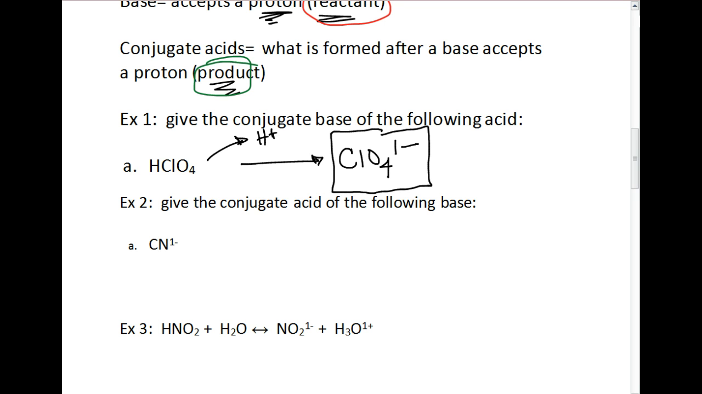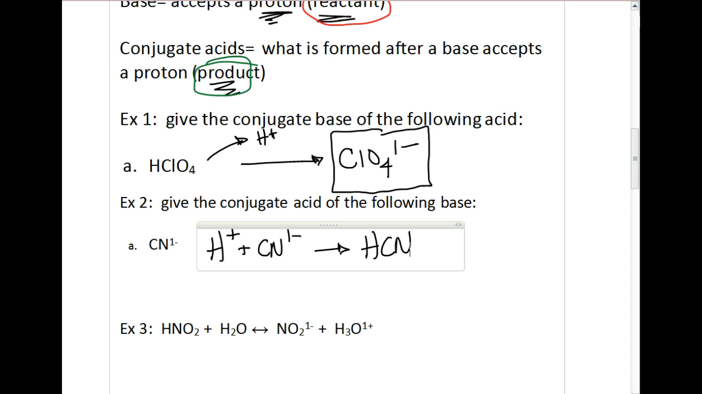Okay? Next example. It says, give the conjugate acid of the following base. A conjugate acid is what is produced after a base gains a hydrogen ion. So we're going to have the CN 1 minus, that cyanide ion, gain a hydrogen ion. We can put those two together and crisscross the charges, so we get HCN. That would be considered the conjugate acid of the cyanide ion, which is the base.